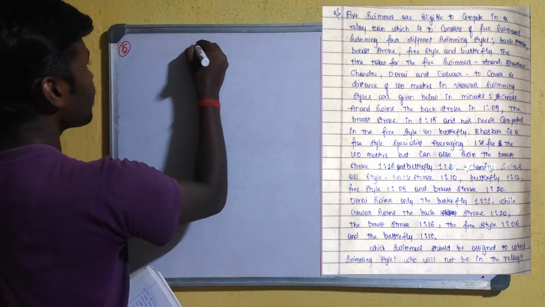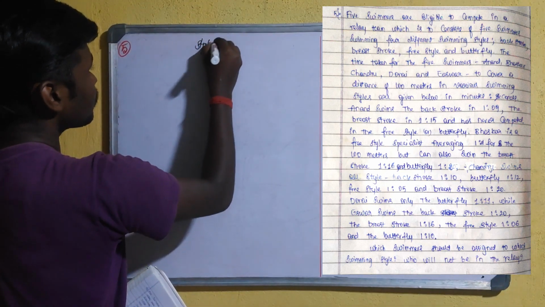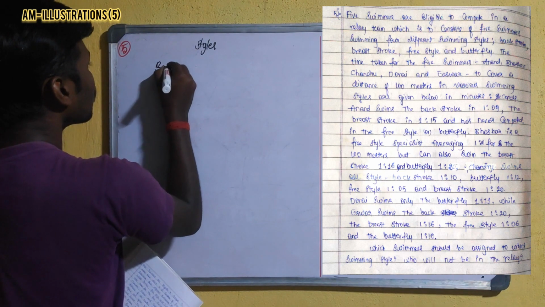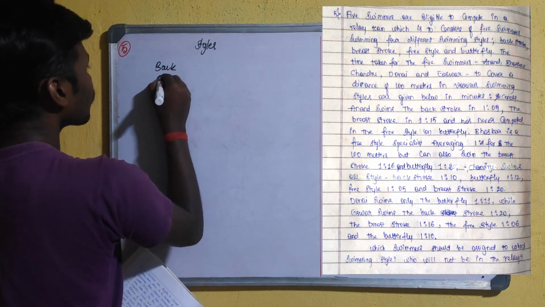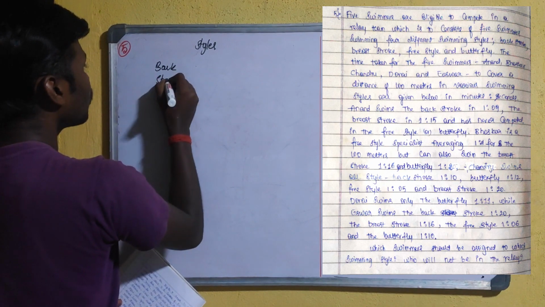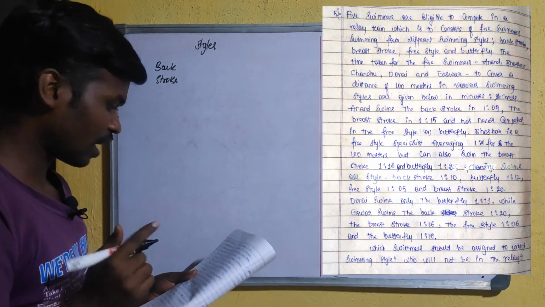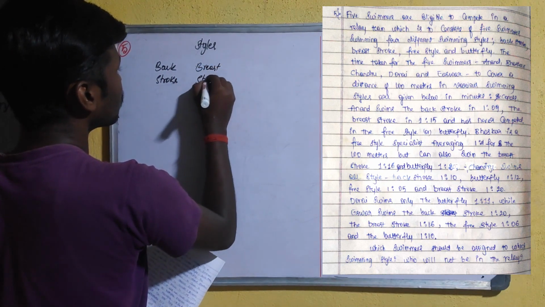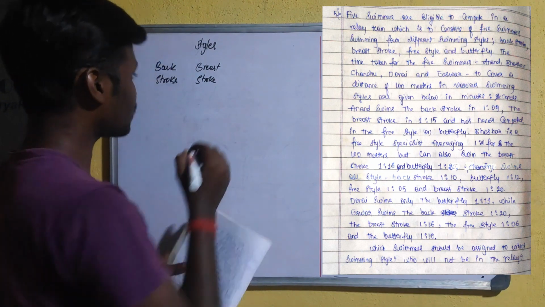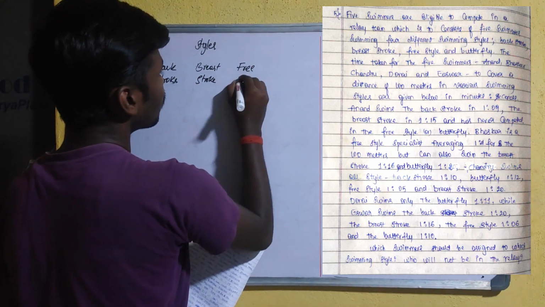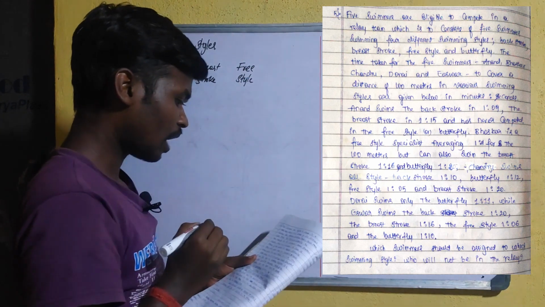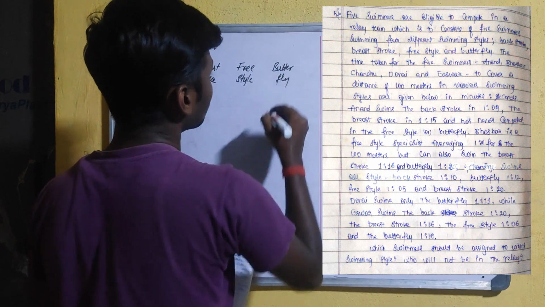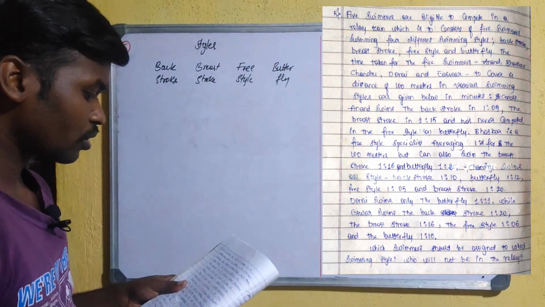Let's take down the swimming styles. First style, backstroke. Second style, breaststroke. Third one, freestyle. And the last style, butterfly. Okay, 4 swimming styles.